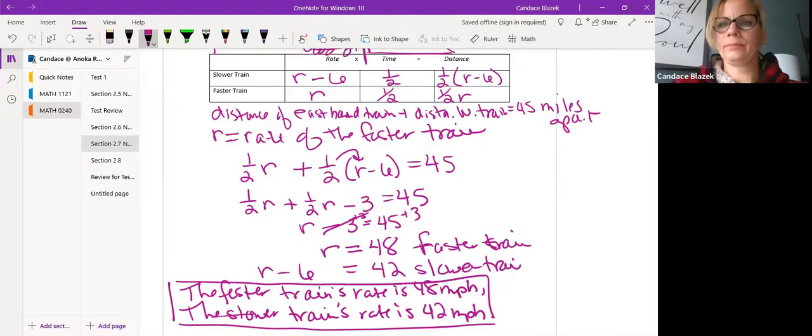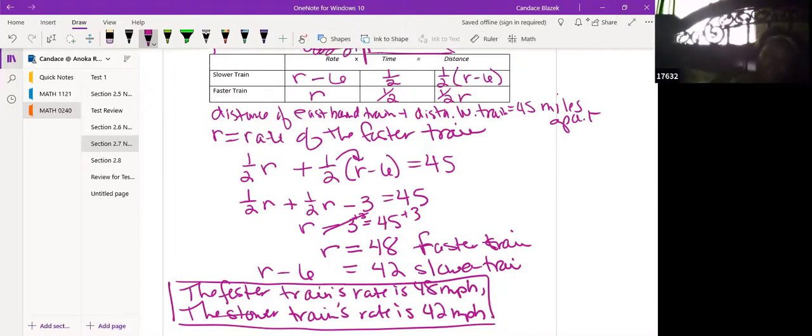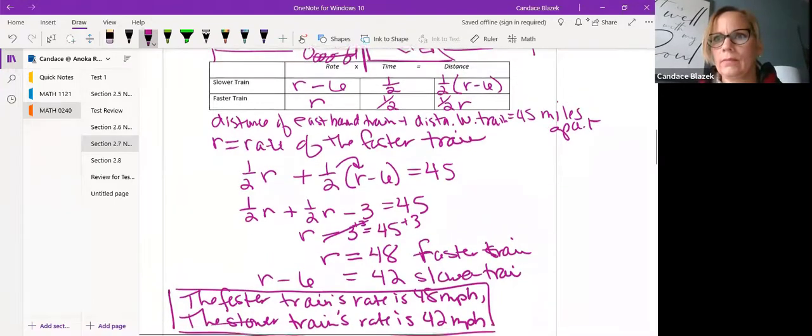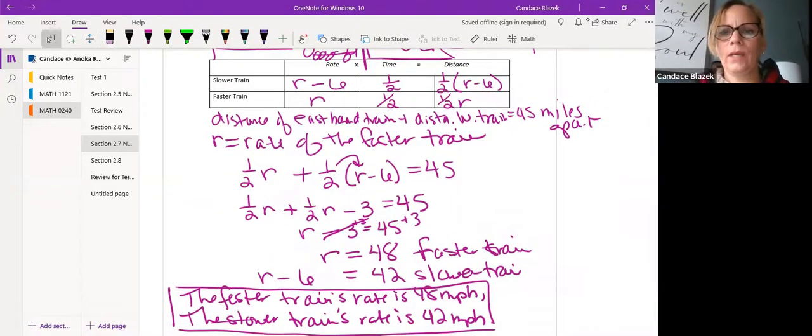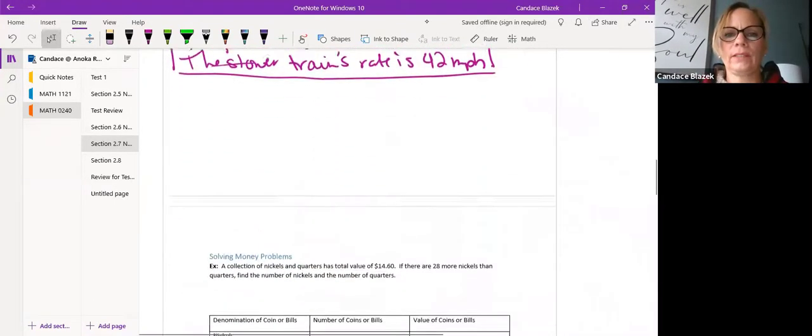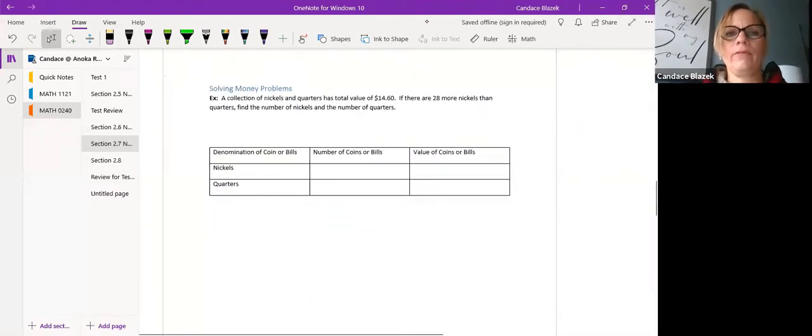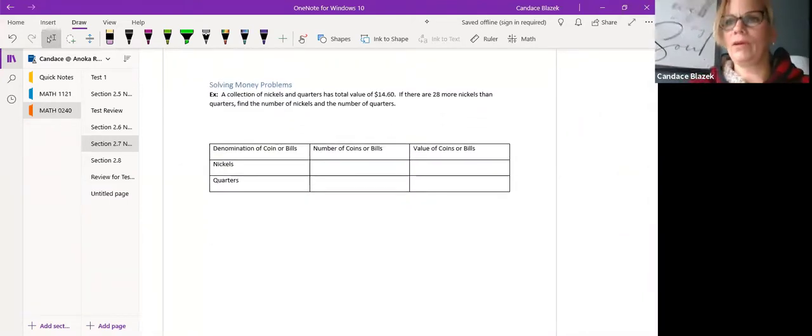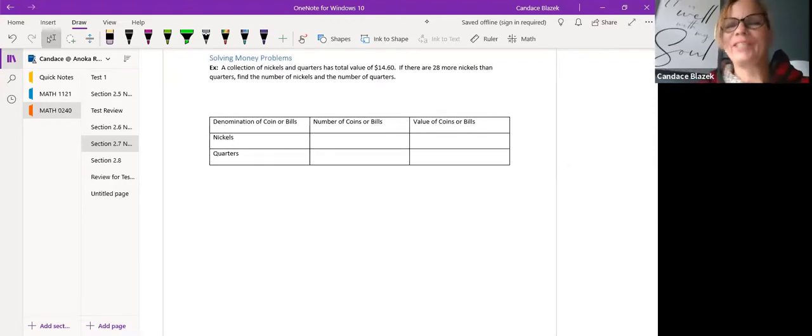So let's take a look. I'm trying to do that. There we go. And move on to the next example. Solving money problems. How many people would love all of their money problems solved? But here's an example.